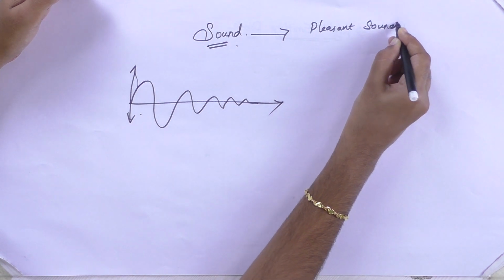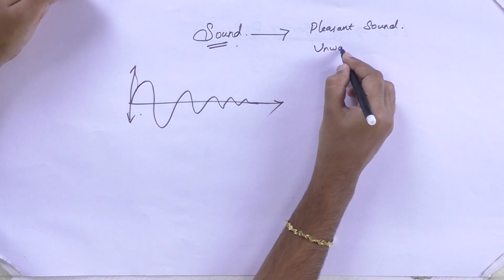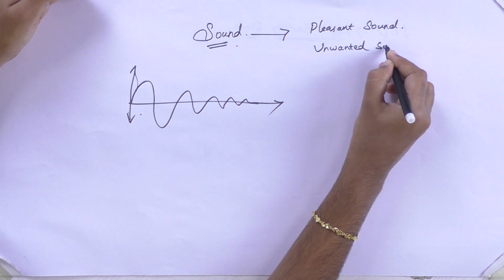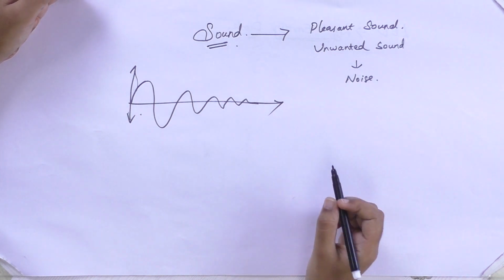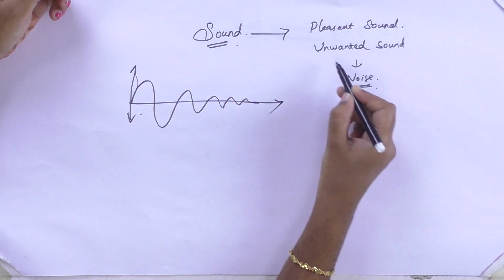An unwanted sound is called noise. So how are we considering that as an unwanted sound? If I am the key speaker here, my sound is a wanted sound, a necessary sound. If an additional fan sound mixes with my sound and disturbs the listener, then that fan sound is called noise.